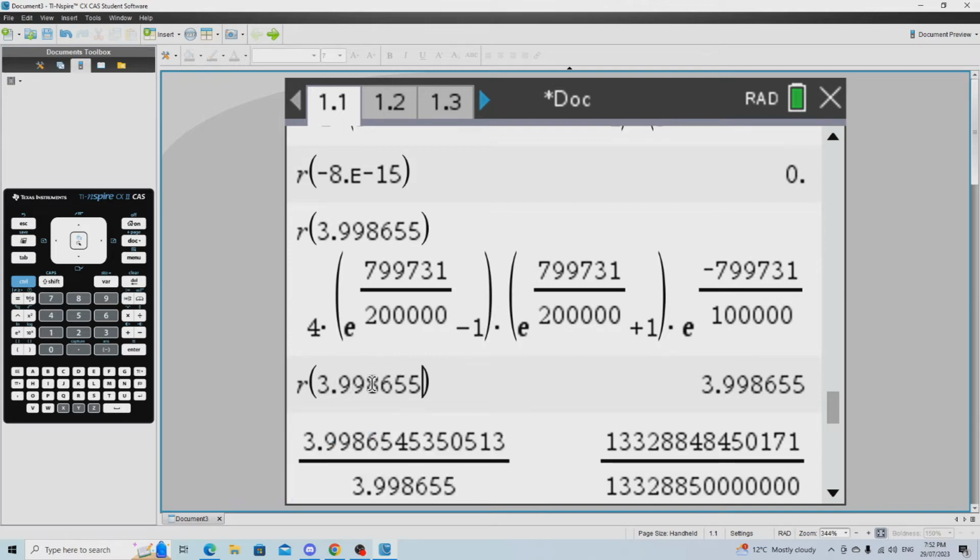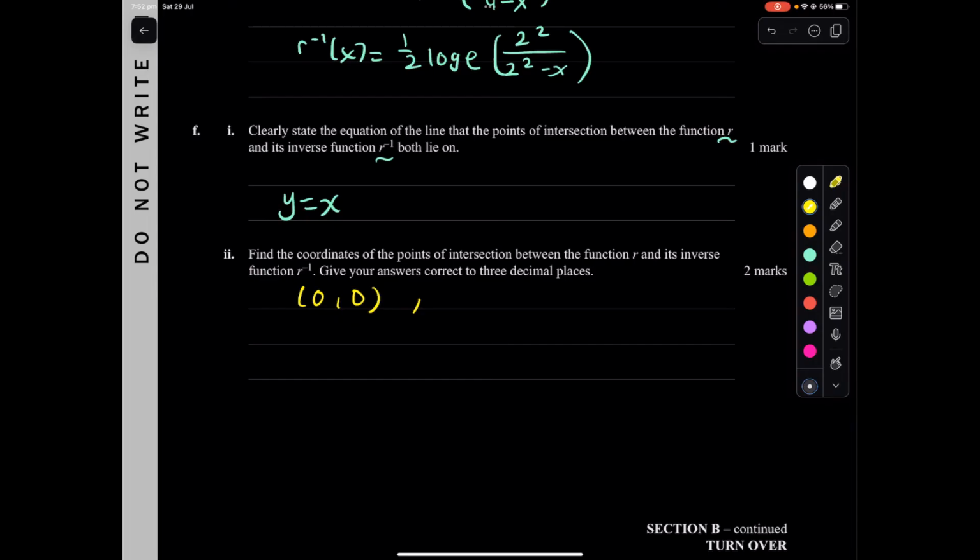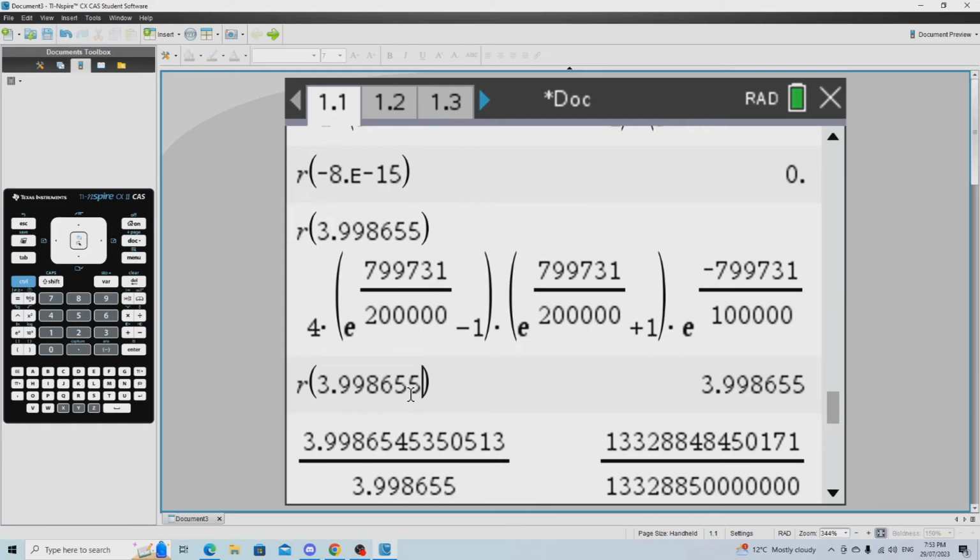So this one, which is 3.9, okay, wait, 3.99999. So we're saying 3.999. Is that right? 3.999, and this is your y value. So 3.999, is that your answer?